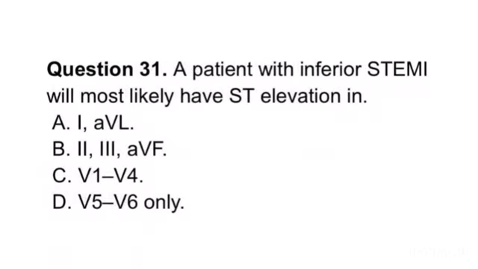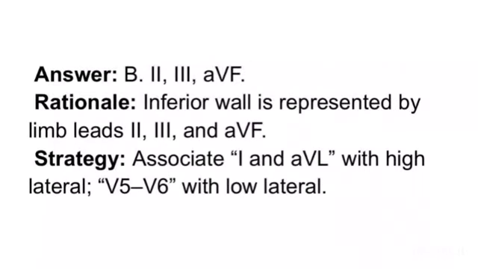Question 31. A patient with inferior STEMI will most likely have ST elevation in A. I, AVL. B. 2, 3, AVF. C. V1, V4. D. V5, V6 only. Answer: B. 2, 3, AVF. Rationale: inferior wall is represented by limb leads 2, 3, and AVF. Strategy: associate I and AVL with high lateral, V5, V6 with low lateral.